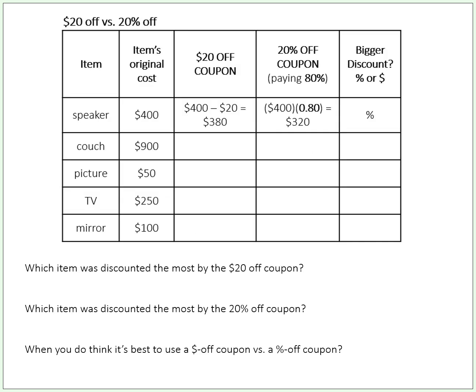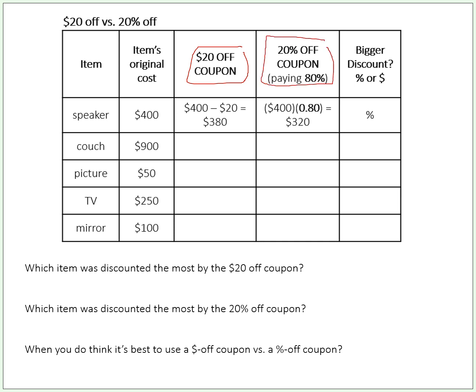This chart is you comparing two things. So let's say you have two coupons. One is for $20 off an item. The other is for 20% off the item. So what this chart is asking you to do is to find the value of $20 off of the total versus 20% off the total.